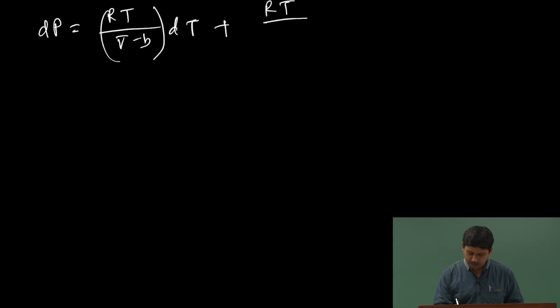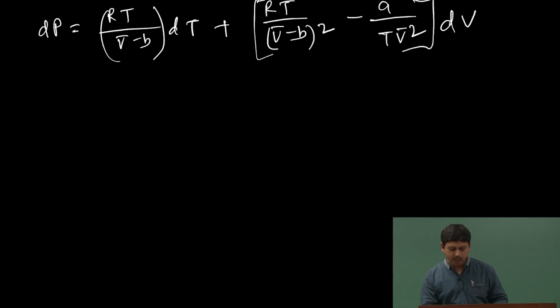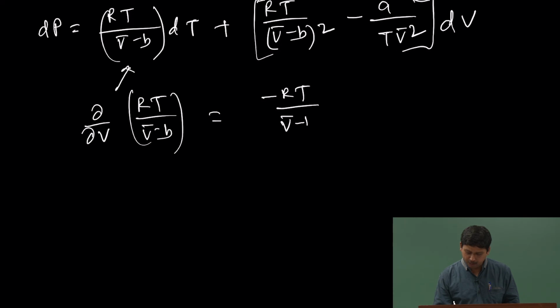Now, if you go back, dP is, let us say, RT by V minus b dT plus RT by V minus b square minus a by T V square dV. If that is the case, will it be an exact differential? So, for that we have to take this quantity with respect to V. Del V of RT by V minus b is going to give us minus RT by V minus b square, and the right hand side we have to take with respect to T.